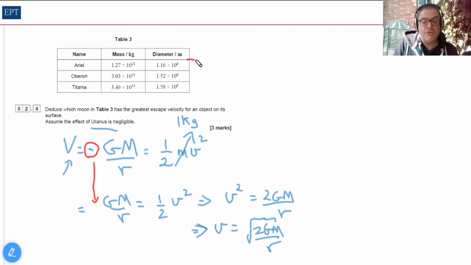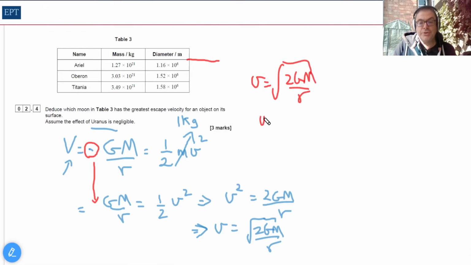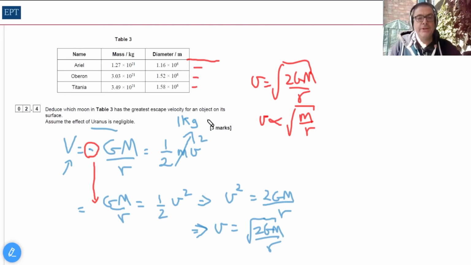And now it's just a question of doing another column on the table. And because we have that v is the square root of 2GM over r, 2 and G are obviously constants, so we can just say that the velocity is proportional to the square root of M over r, where M is the mass of the planet in question. So we just go through and work out the values for each of those. You know, I'm going to leave you to do that. When you do that, Titania comes out with the highest value.